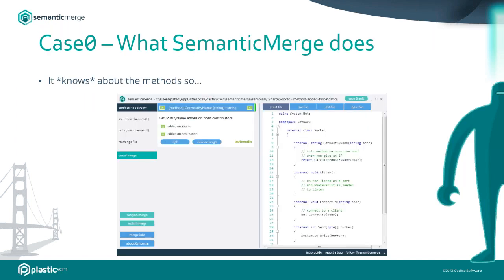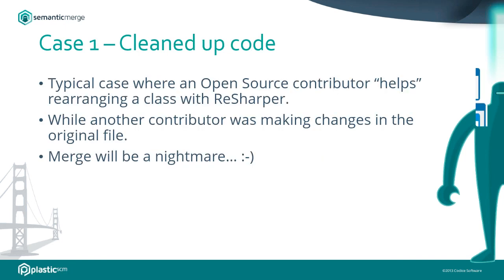Well, at the end of the day, as I was just saying, Semantic knows about the method. So it knows it's a method. It knows the two other methods are actually the same. So it just keeps one of them. Okay, let's go to the second one, which is one of my favorites today.